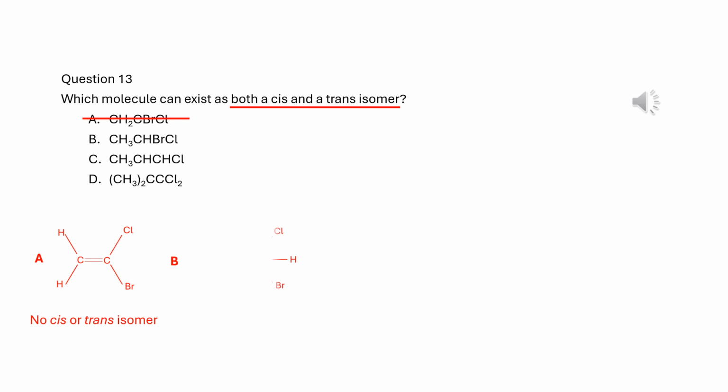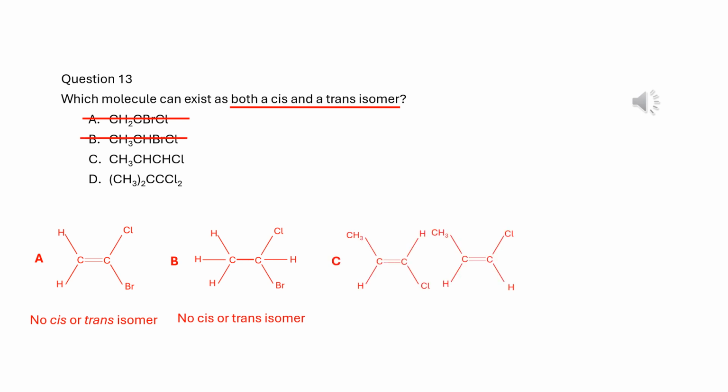B is an alkene, but there are no carbon-carbon double bonds. So, B has no cis or trans isomer, and B is eliminated. C is an alkene. Two different atoms or groups are attached to the two carbons on either end of the double bond, so C has cis or trans isomers, and C is correct. D is an alkene. Two same groups are attached to the same carbon atom on the end of the double bond, so D has no cis or trans isomer, and D is eliminated.